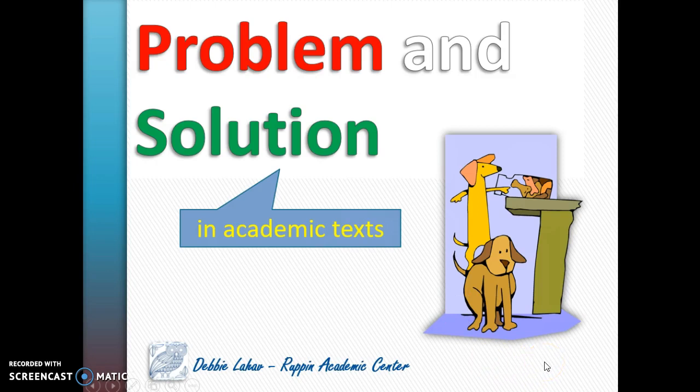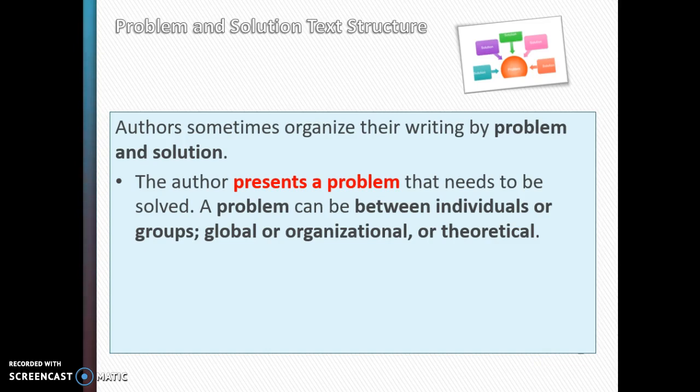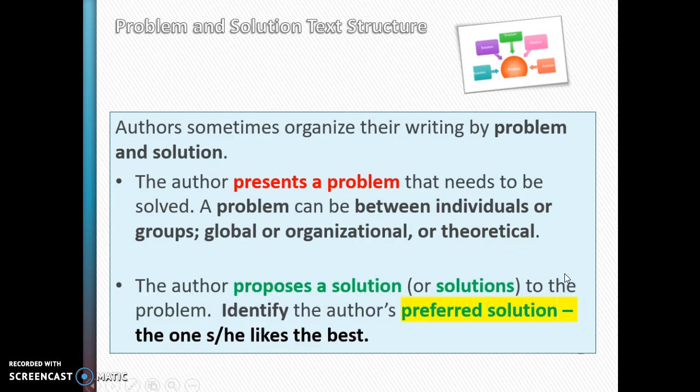So let's take a closer look. So what happens? Authors organize their writing by problem and solution. The author presents a problem, and that problem can be between individuals or groups. It can be a global political problem, or a problem in an organization, or even theoretical. So when an author presents a problem, he usually proposes a solution, or more than one.